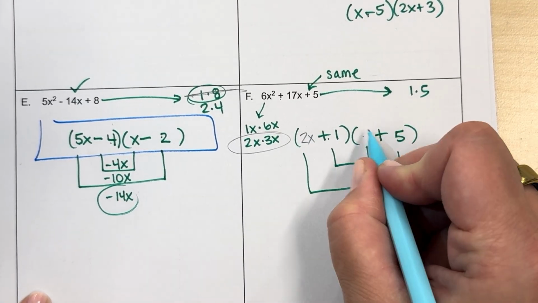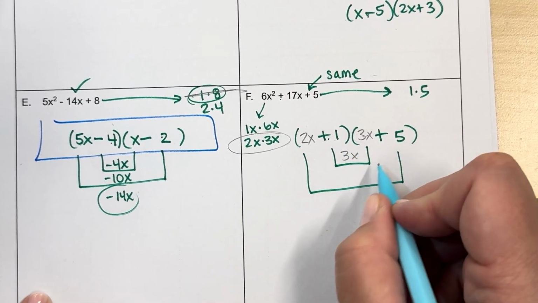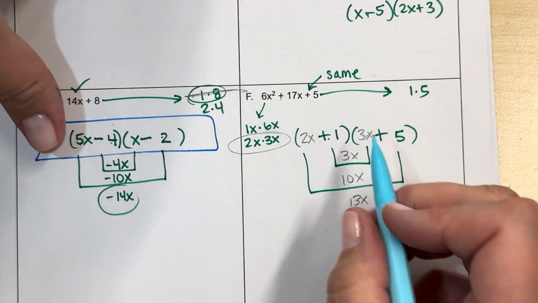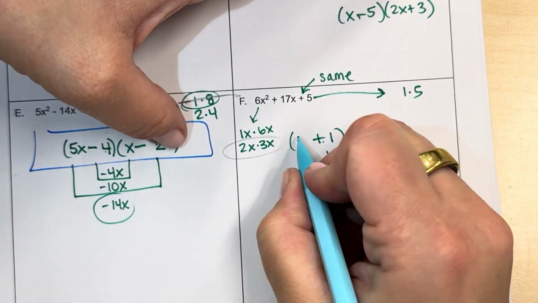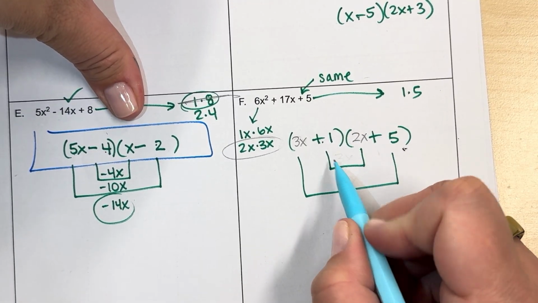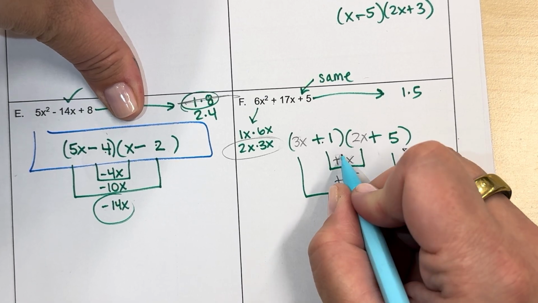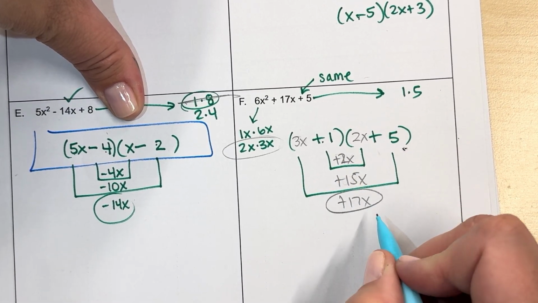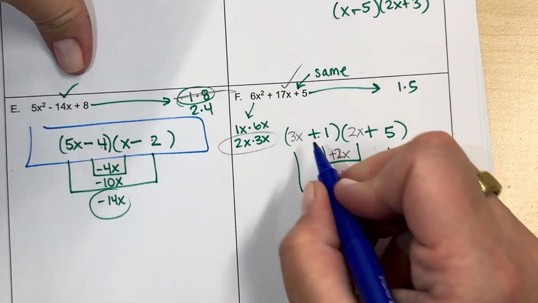So I'm going to plug in 2x and 3x, see what happens. This inside is 3x, this outside is 10x. That didn't work. That makes 13x. So instead, I'm going to switch it. I'm going to make this be 3x and this be 2x. Inside, I get positive 1x. Outside, I get positive 2x, and then positive 15x makes positive 17x, and that is correct. So here I am.